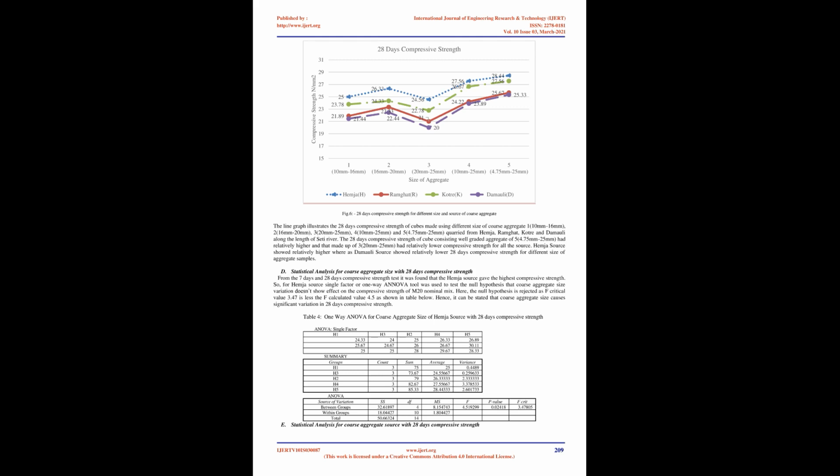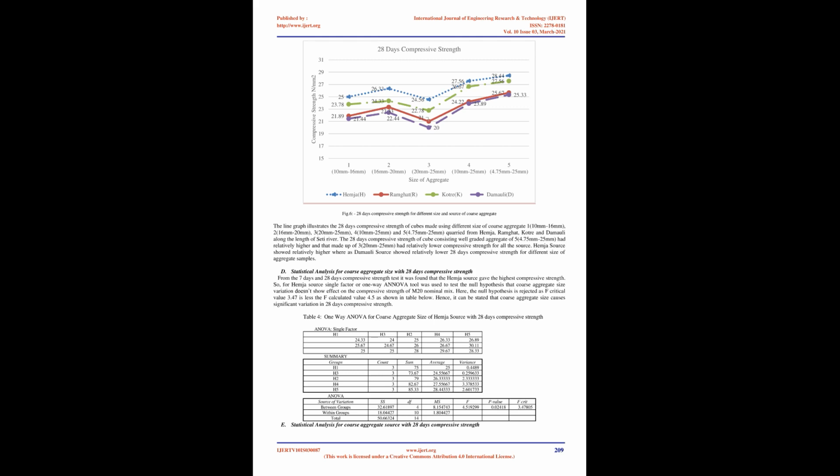Here, the null hypothesis is rejected as the F critical value 3.47 is less than the F calculated value 4.5, as shown in the table below. Hence, it can be stated that coarse aggregate size causes significant variation in 28 days compressive strength.